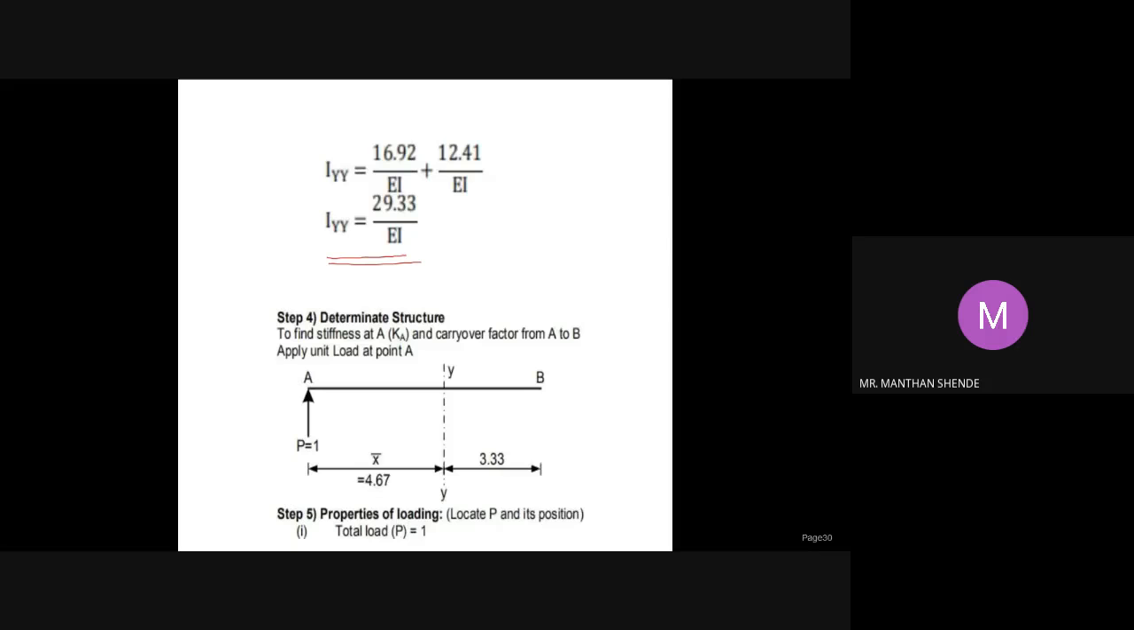Once you note down these values, the next step will be to find out the stiffness at A and the stiffness at B. So the step number 4. This will not be a determinate structure.